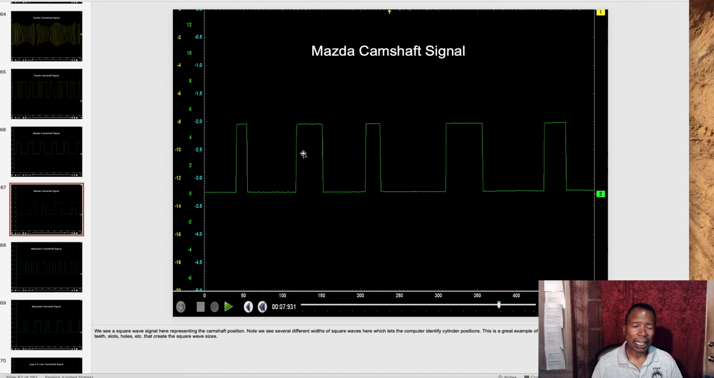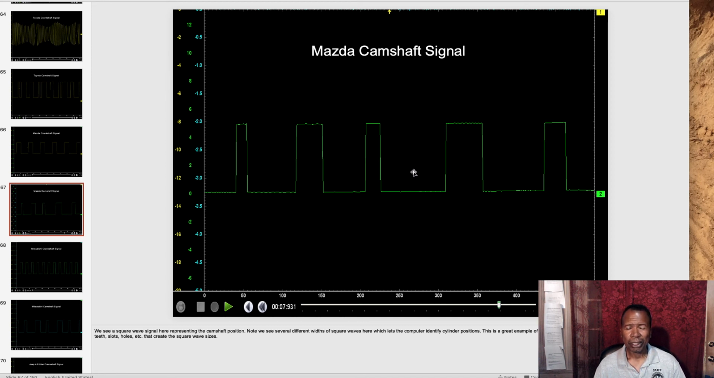On this Mazda, 3 different signals. You can see here, medium, small, large. Medium, small, large. I said that incorrectly last time. Again, it's made up by 3 different size shutter blades, slots, or holes, and it makes up these 3 different sizes.